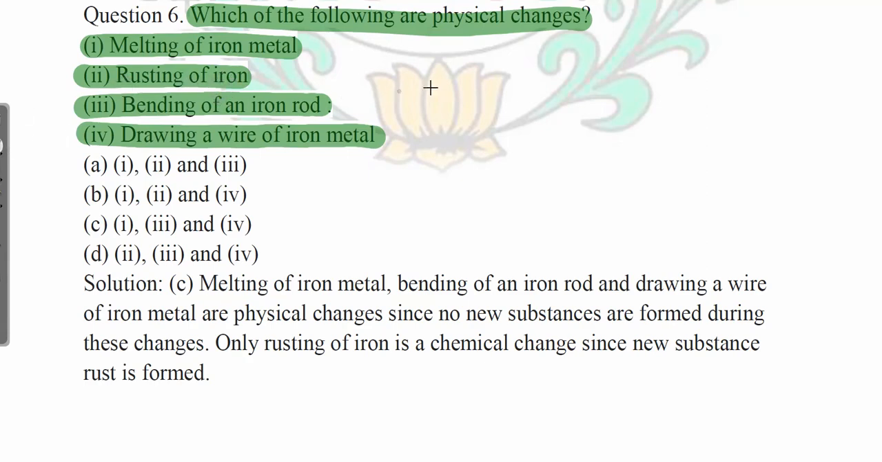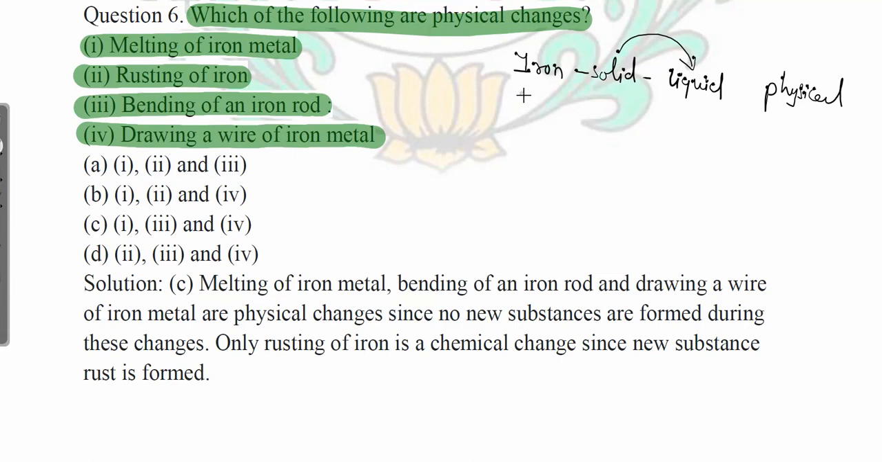Okay, so first, melting of iron metal. Iron metal is solid, and when we increase the temperature, it will convert to liquid. So here a physical process is going on. Iron is converting from solid to liquid. The melting process of iron is nothing other than the conversion of solid into liquid, which is a physical process. So hence, it is a physical change.